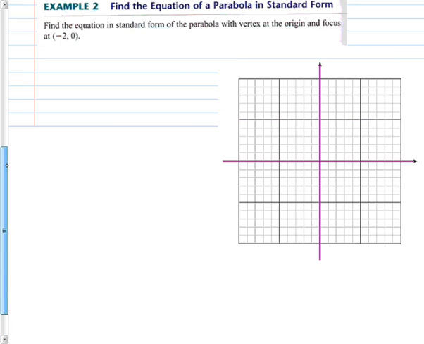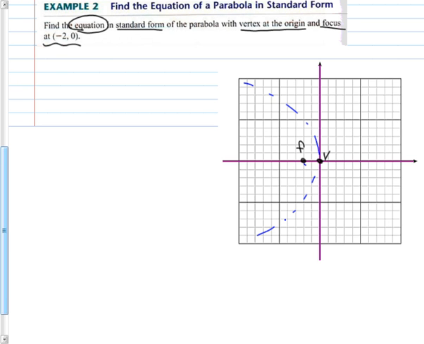Let's try this one. Find the equation. Now these are standard forms that we've been working at, so they want it in the form that we saw. Of a parabola, it says the vertex is at the origin, and I like pictures. Vertex is at the origin. The focus is negative 2, 0. Focus is negative 2, 0. So my focus is here, my vertex is right there. Well, I know this thing is opening left, don't I? Because that focus is inside it.